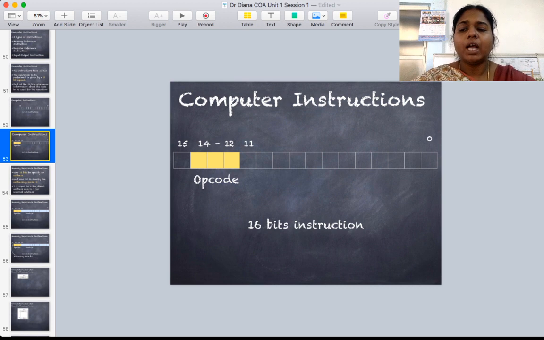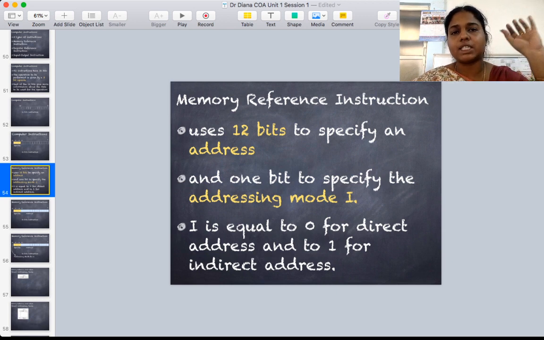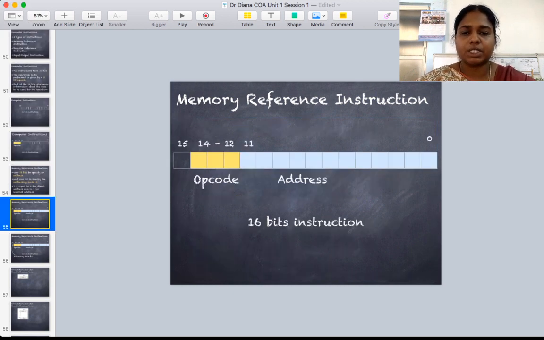Okay, this is common. And for a memory reference instruction, bits 0 to 11 are used for specifying an address. The address is the place where I can find the data for the operation. So that address is given in the instruction itself. Bits 0 to 11, the 12 bits, constitute the address from which I have to bring the data. And 1 bit is used for specifying the addressing mode I. I have mentioned here that it is 0 for direct address and 1 for indirect address. We will first look into the format and then we will see what is direct and indirect.